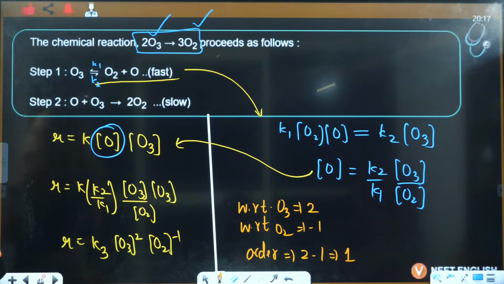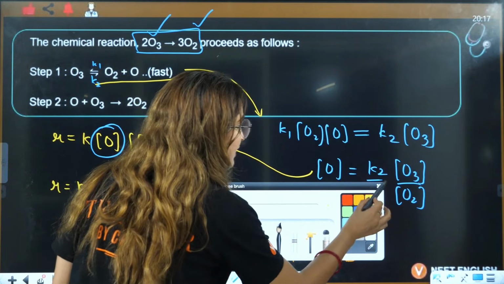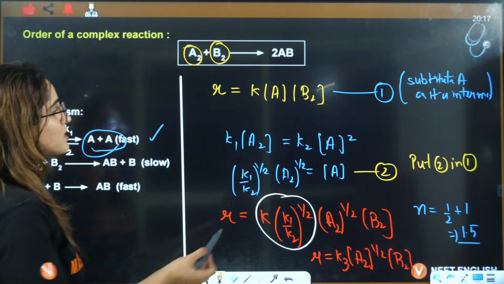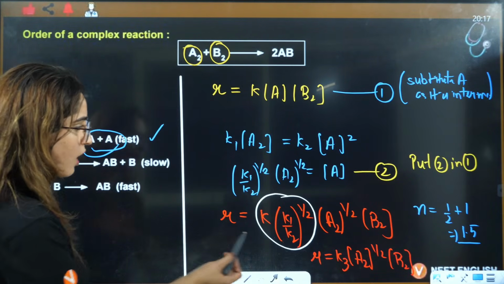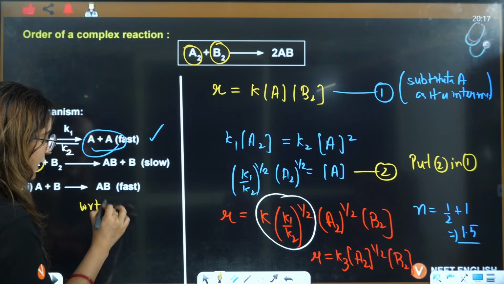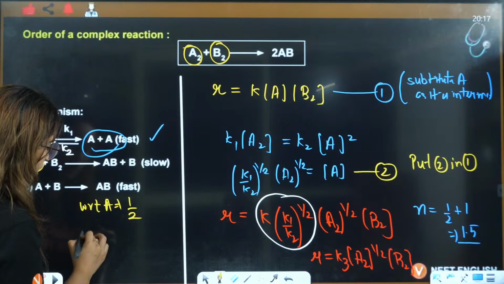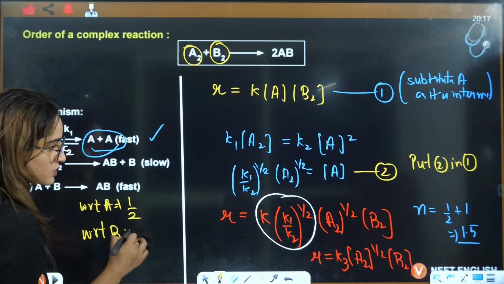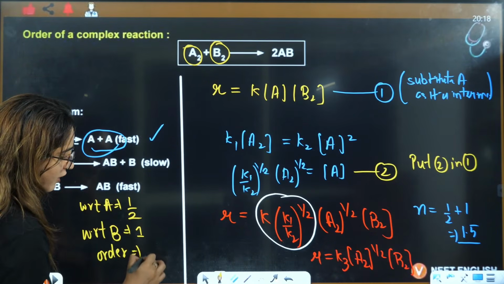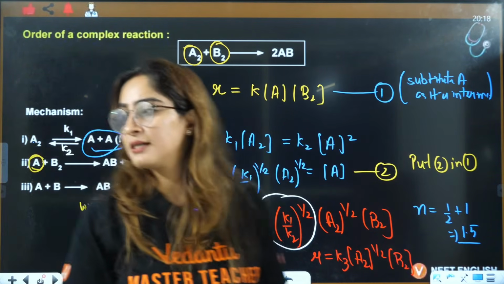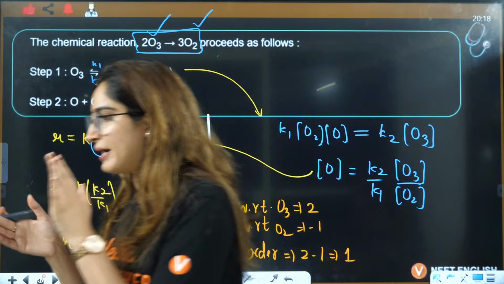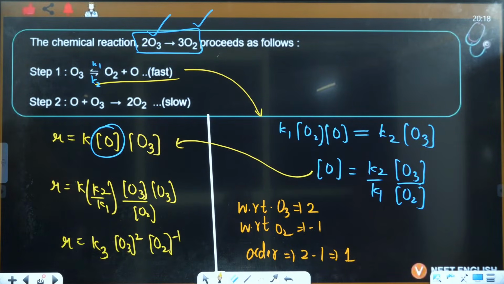Okay, everyone? Is that clear to everybody or not? Here with respect to A, we solved it, it was coming out to be half. With respect to B, it was coming out to be 1. Overall order was coming out to be 1.5. Okay, understood? Will you be able to do these kind of questions or not? Everybody in the chat box, let me know.